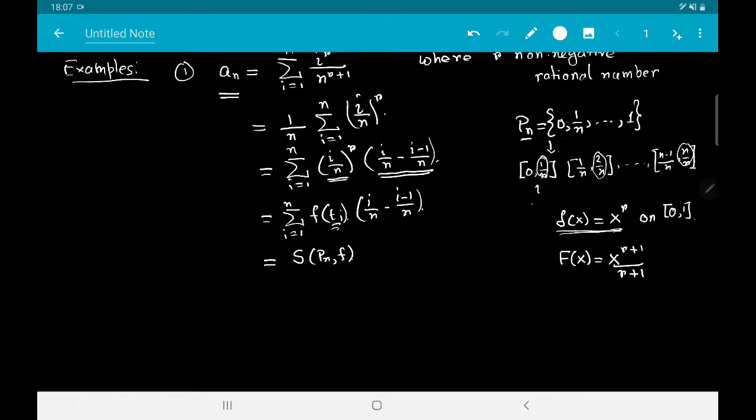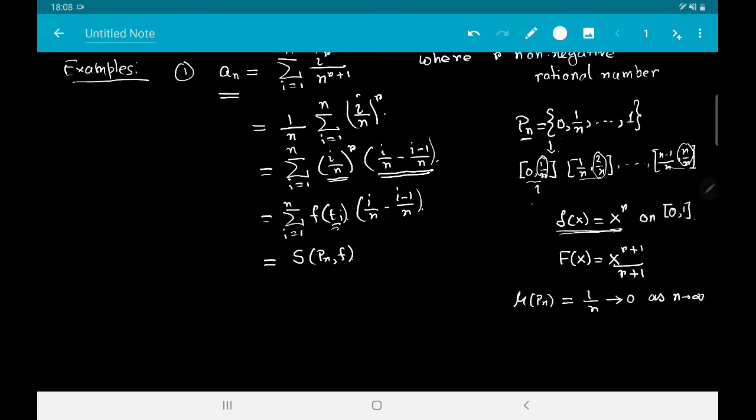The only thing that we need to check is that the mesh of P_n should go to 0 as n tends to infinity. But what is the mesh of P_n? It is the maximum of the lengths of the subintervals. In this case, the lengths of all the subintervals are 1/n. So this is 1/n, which goes to 0 as n goes to infinity.